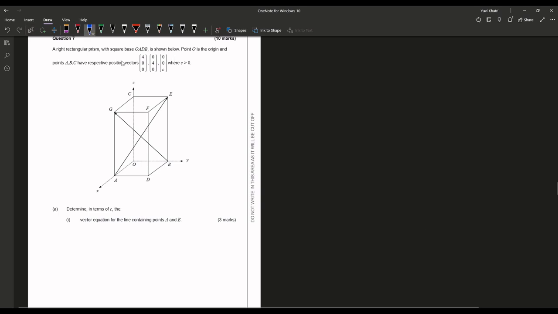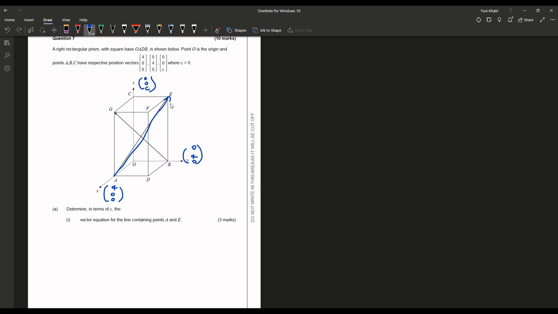Okay, question 7 gives us a right rectangular prism with this base, and point O is the origin, and A, B, and C have these position vectors. So A is (4, 0, 0), B is (0, 4, 0), and C is (0, 0, c). And it says here that c is greater than 0, which is important. Now part A, determine in terms of c. Part 1 wants the vector equation for the line containing points A and E.